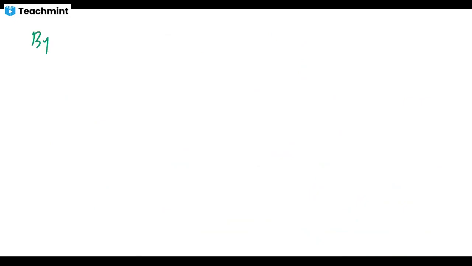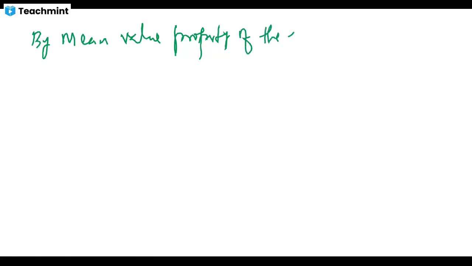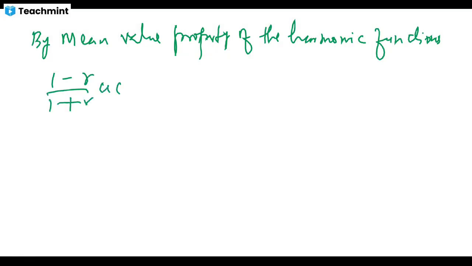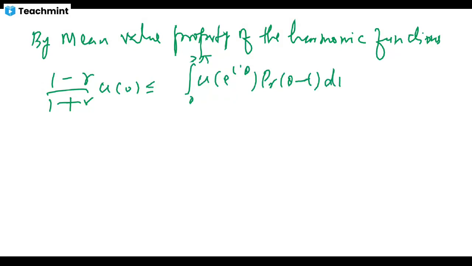Thus, by the mean value property of the harmonic functions, what do we have now? (1 minus r) upon (1 plus r) times the value of u at 0 is less than or equal to the integral from 0 to 2 pi of u(e^{i theta}) P_r(theta minus t) d theta, which is less than or equal to (1 plus r) upon (1 minus r) times u at 0. So the middle part is nothing but the Poisson integral of u.